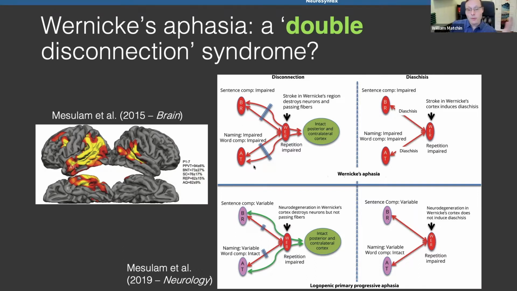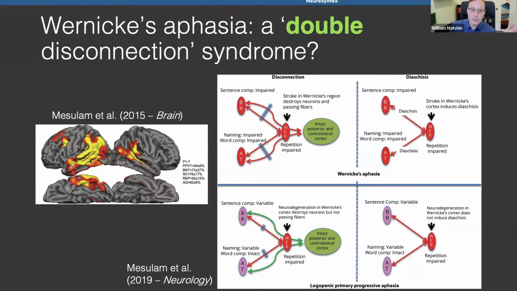But they talk about how the virtue of looking at PPA is that typically what you see is degeneration of gray matter without a serious impingement on white matter, as far as I understand it. So neurodegeneration in Wernicke's cortex destroys the neurons, but not the fibers passing through that area, right? So you might be able to more cleanly look at the function of Wernicke's area itself, leaving these connections intact, right? So what do you see if you have degeneration of Wernicke's area without destruction of those crossing fibers?